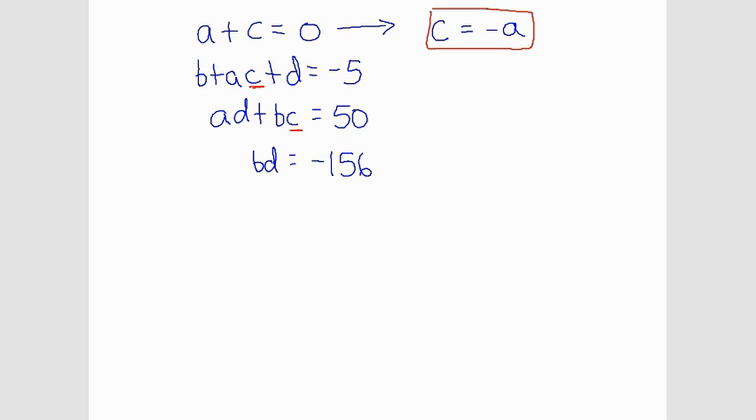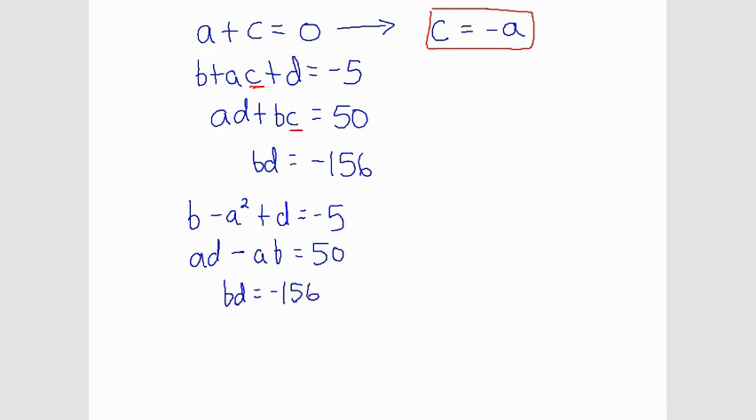So we've got b plus a times -a, which would be minus a squared. So let's actually fix that. Minus a squared plus d is equal to -5. And I've got ad minus bc, so I'll write it as ab equals 50. And then bd equals -156 does not change.